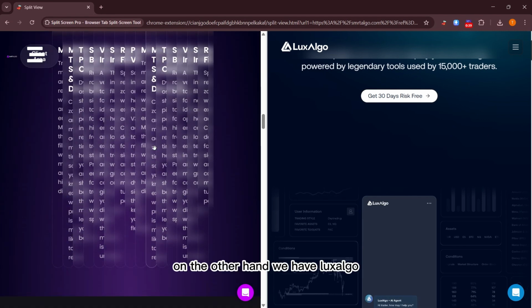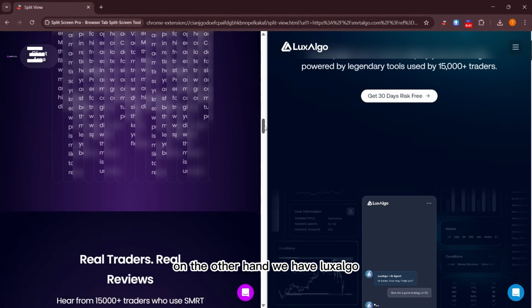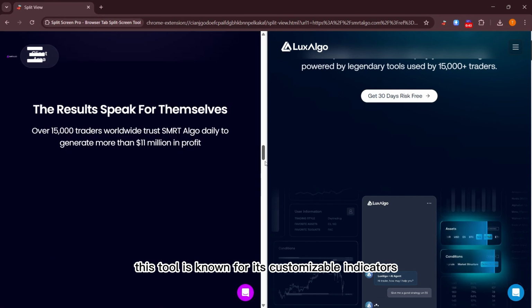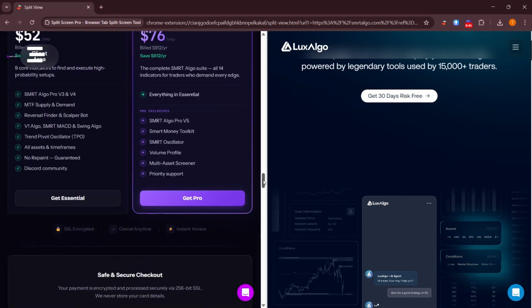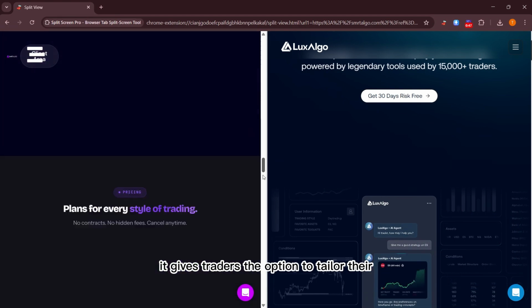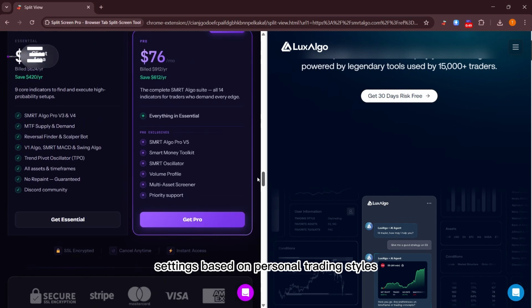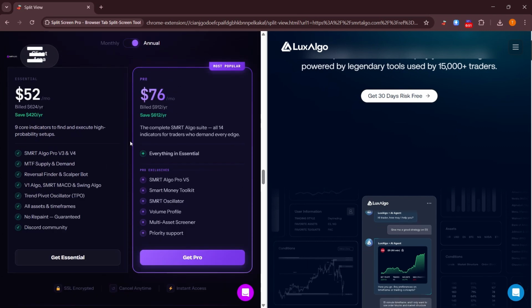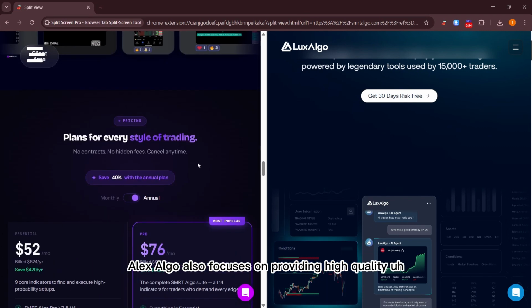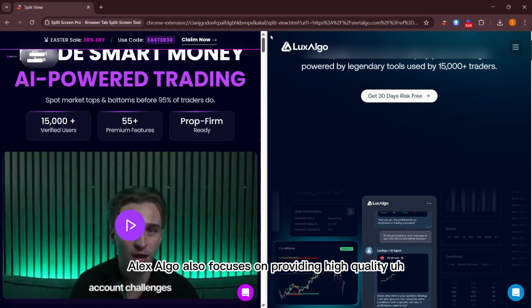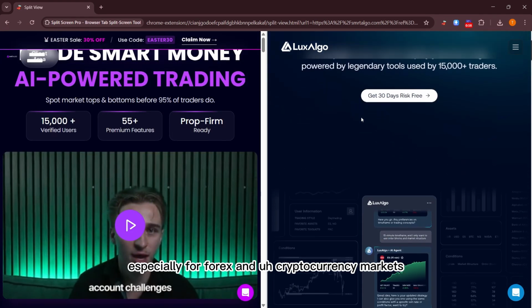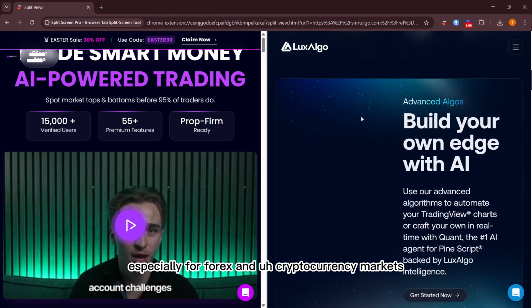On the other hand, we have Luxalgo. This tool is known for its customizable indicators. It gives traders the option to tailor their settings based on personal trading styles. Luxalgo also focuses on providing high-quality signals, especially for forex and cryptocurrency markets.